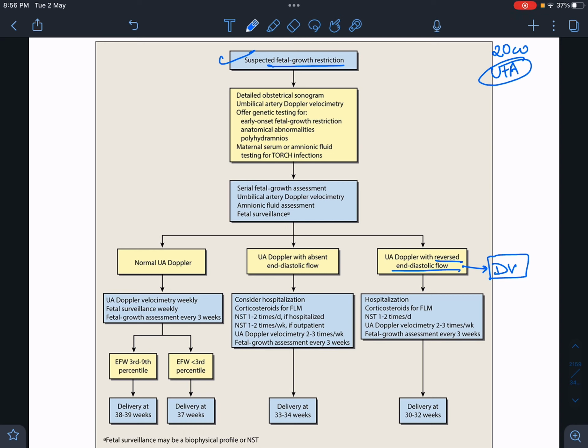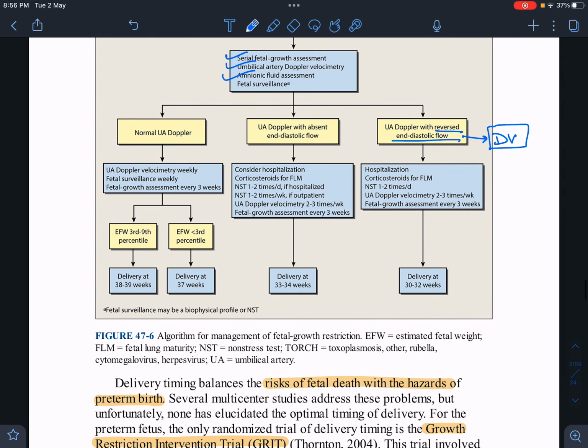So you have to do a serial fetal growth assessment, umbilical artery Doppler, AFI assessment, and fetal surveillance. Now if the umbilical artery Doppler is normal, then you will do this weekly. If estimated fetal weight is 3 to 9 percentile, you will deliver at 38 to 39 weeks. Mode of delivery is according to the woman; you can go for induction of labor, and if there is a specific indication, you can do a cesarean section also.